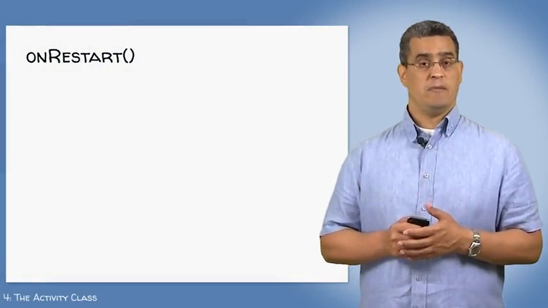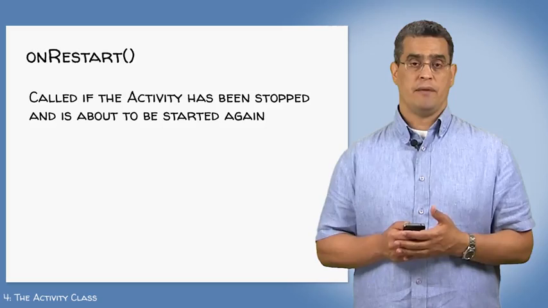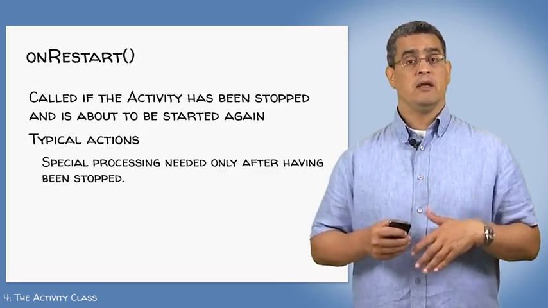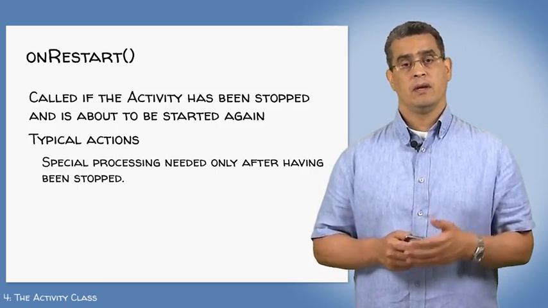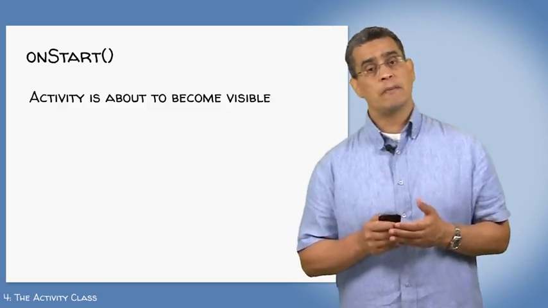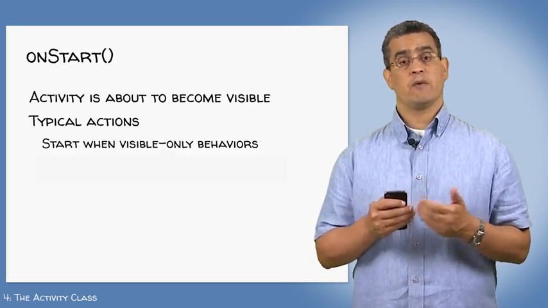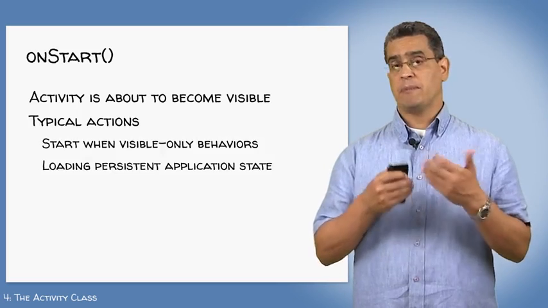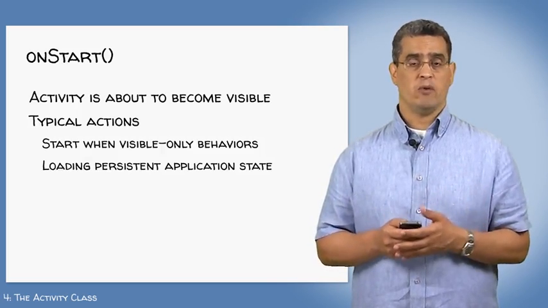onRestart is another lifecycle method. It gets called if the activity has been stopped but is about to be started again. And you can use onRestart to handle any special processing that is needed only after the activity has been stopped but is about to start again. onStart is called when the activity is about to become visible. And some typical applications for this method include starting when-visible-only behaviors, like requesting location sensor updates, or loading or resetting persistent application state, things like updating the unread messages queue for an email reader application.